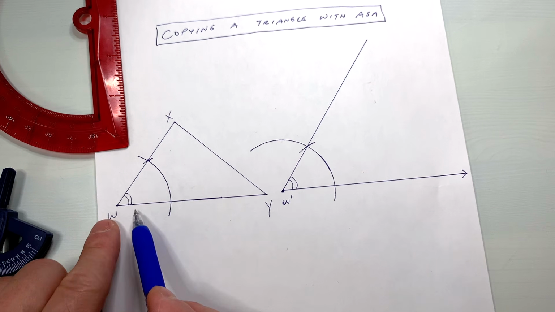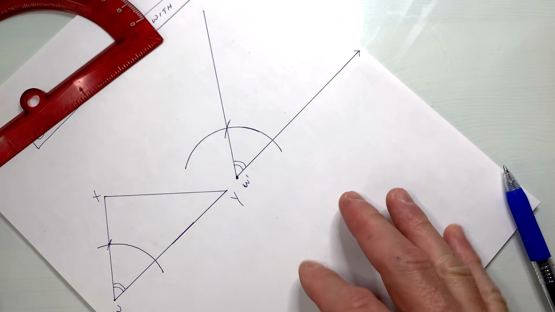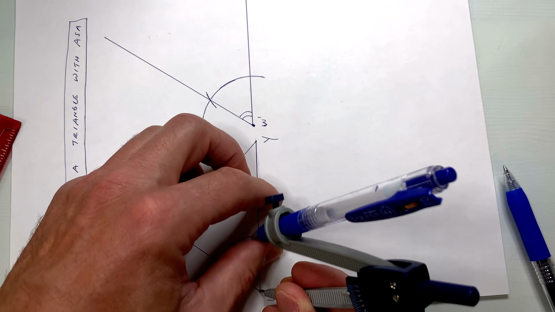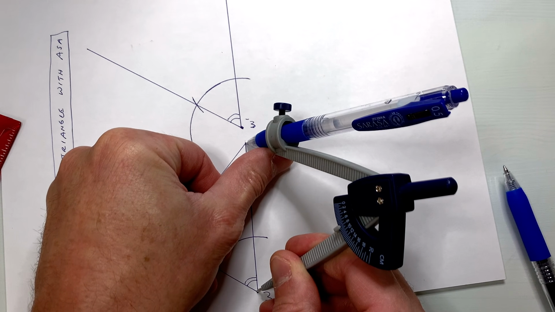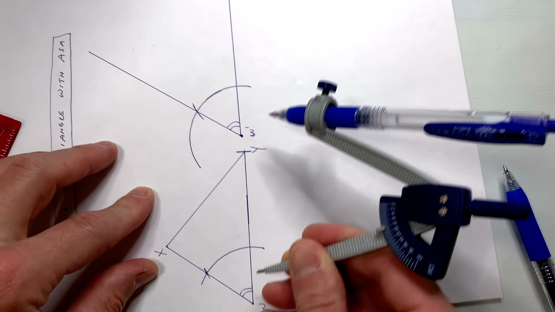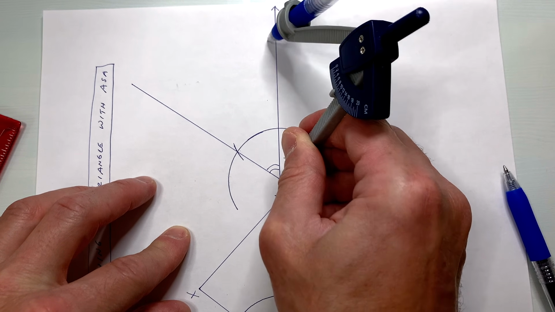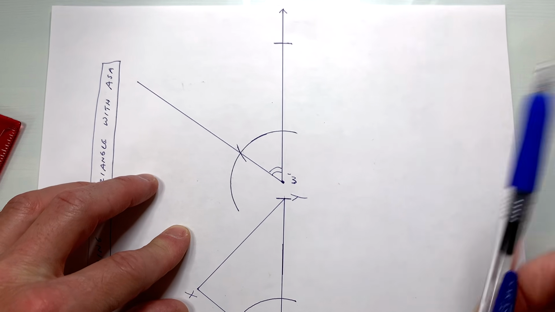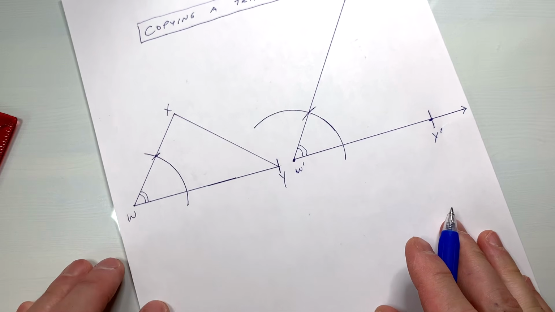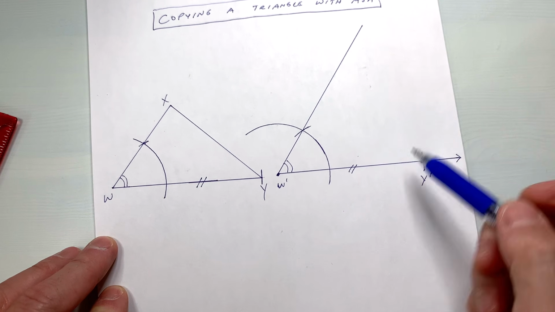Now let's do the side. So let's look at the side WY. To copy a segment, we talked about that earlier in this video, we just have to use the compass as a measuring tool, open it up so that it barely reaches the other end point, draw an arc to show that you measured that, and carry that over to this ray. And that's going to be the location of Y prime, so our new Y.